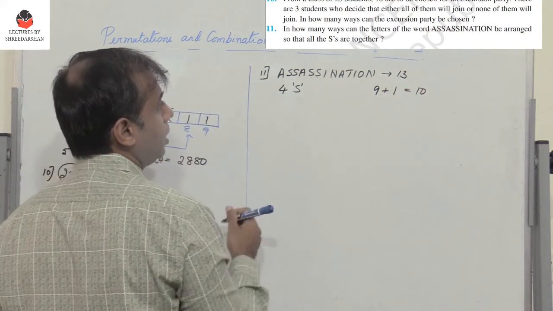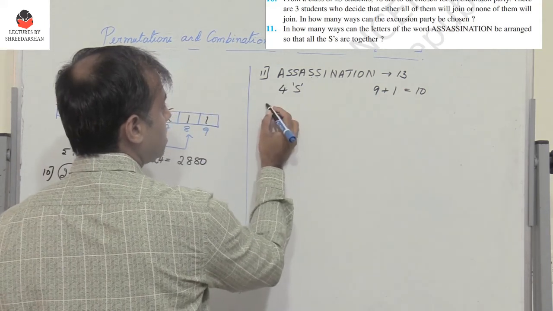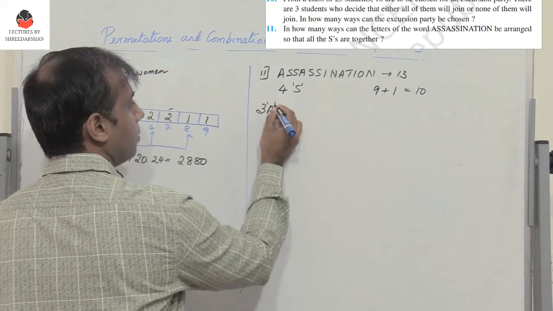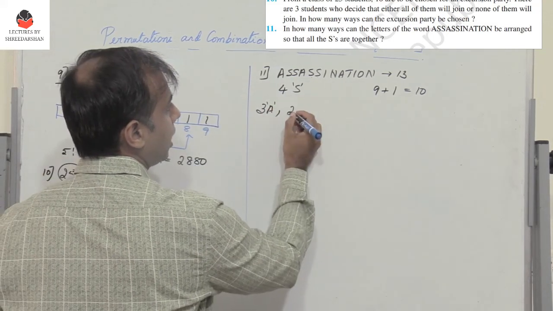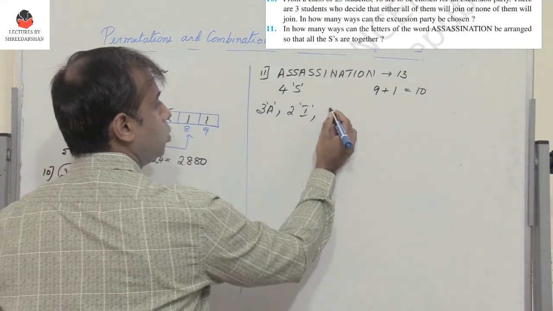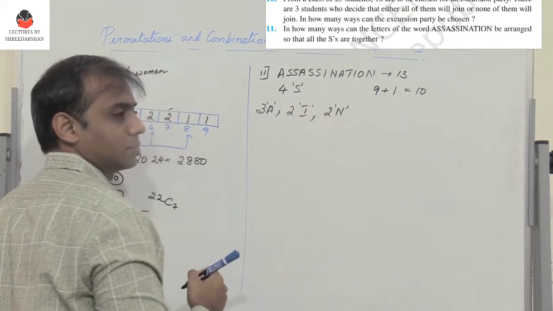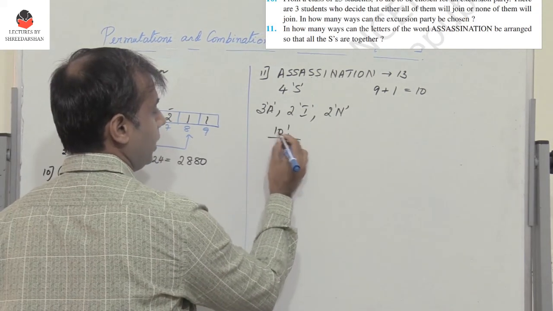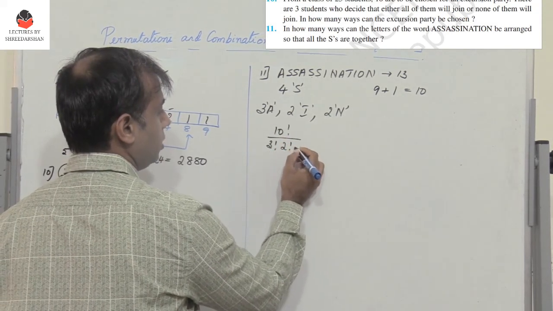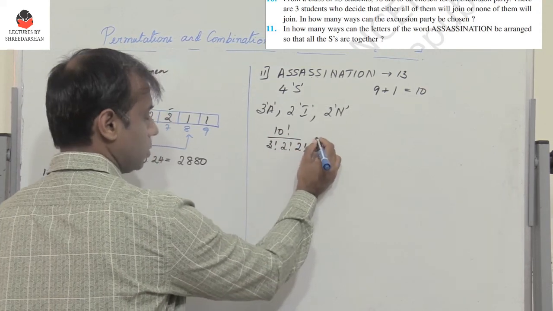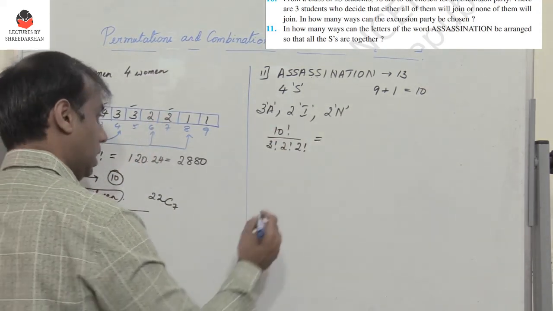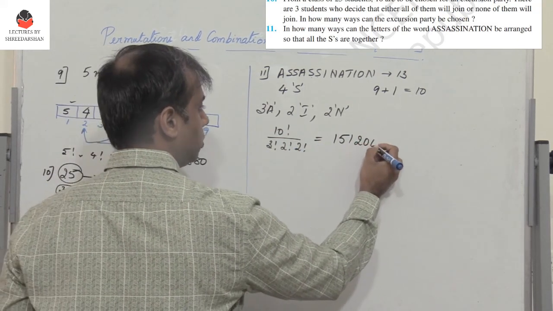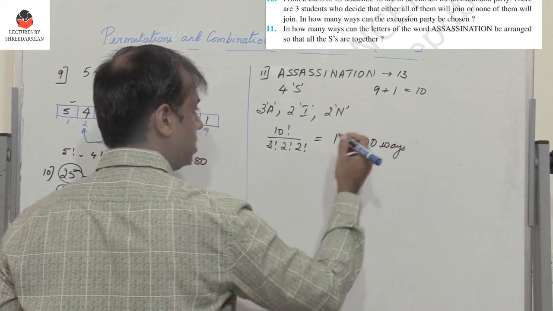And apart from that, I have A's. How many A's do you have? 1, 2, 3. So I have 3 A's. And then I have 2 I's. And also you have 2 N's. So what is the total number of possibilities? It's going to be 10 factorial divided by 3 factorial into 2 factorial into 2 factorial. So that gives an answer of 151200 ways. A very easy problem.